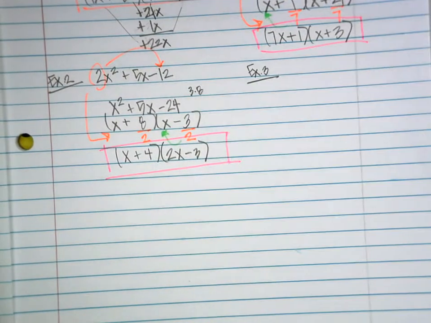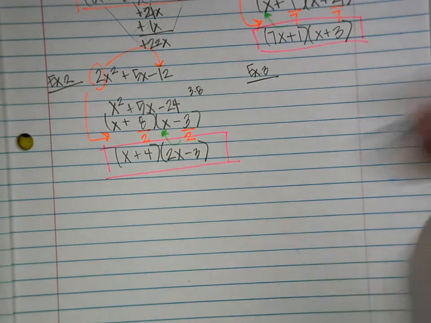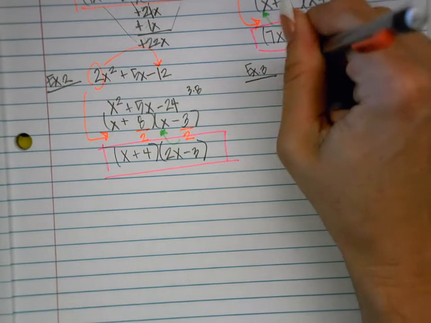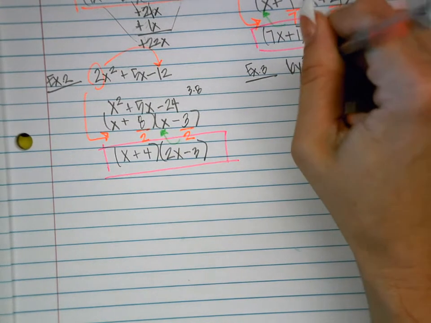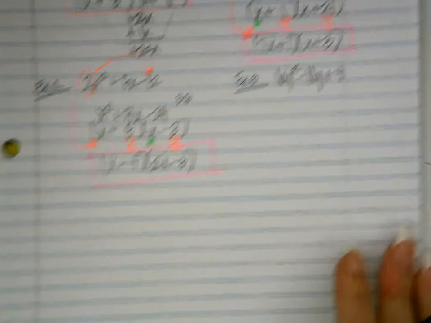Okay, let's try another one. For number 3, let's do 6y squared minus 11y plus 4. I'd like you to factor 6y squared minus 11y plus 4.